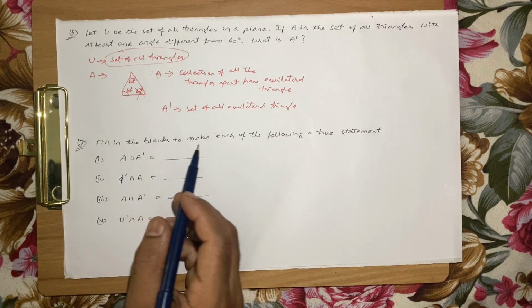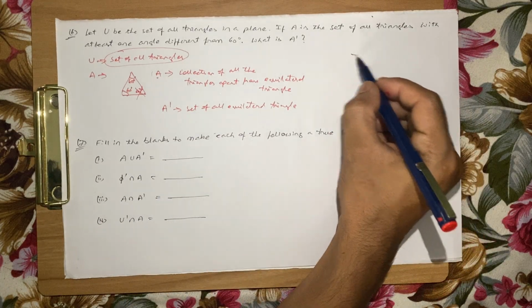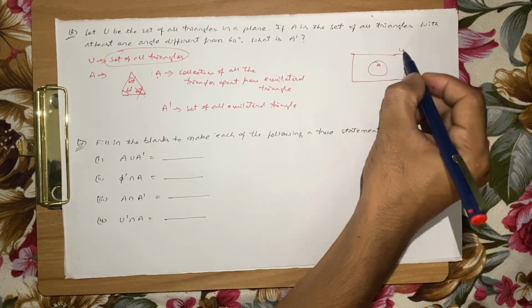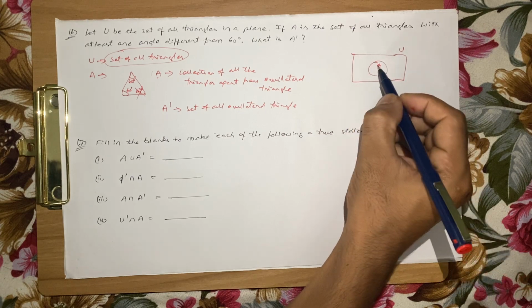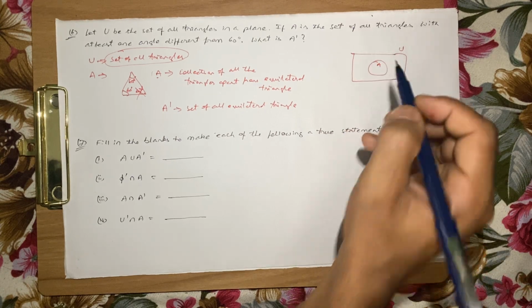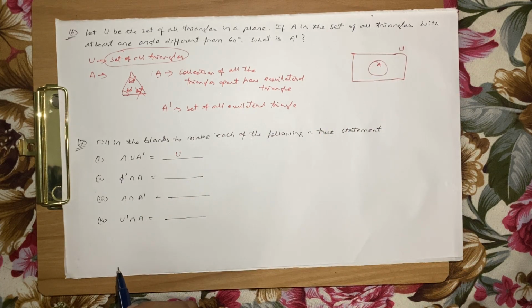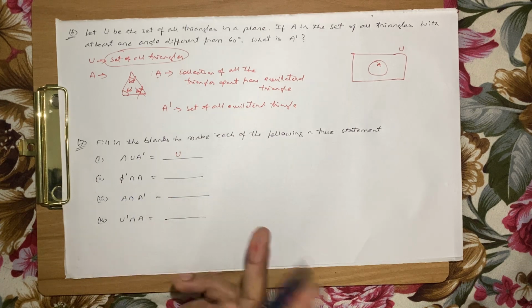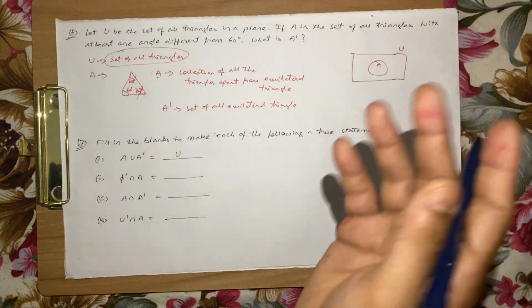Now fill in the blanks to make each of the following a true statement. A union A dash. Now think in terms of a Venn diagram. There is a set A and this is U. So this inside part is A and the outside part is A dash. This part and the outside part combined together will give you the universal set itself, that is U. Then phi dash means what? Phi is a set which has no elements. So phi complement will give you all the elements, that is the universal set.